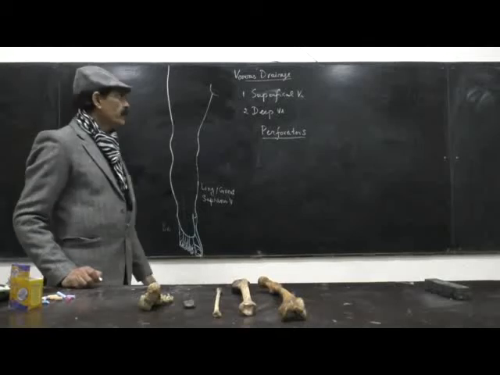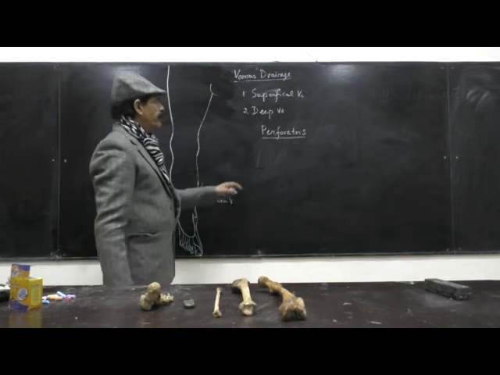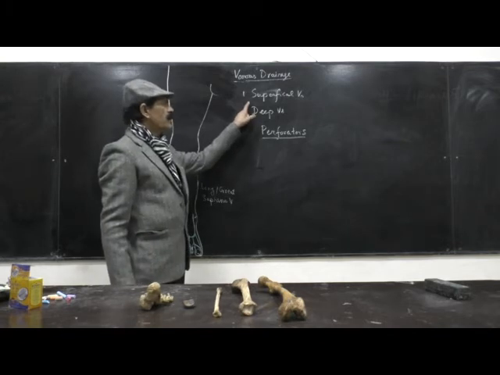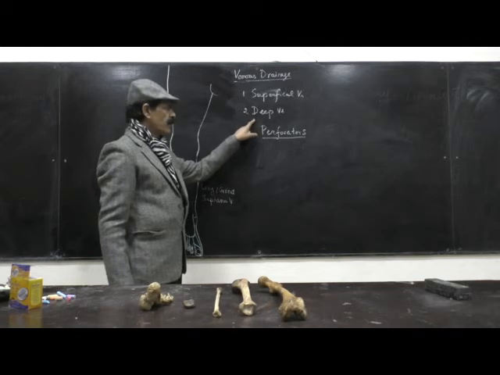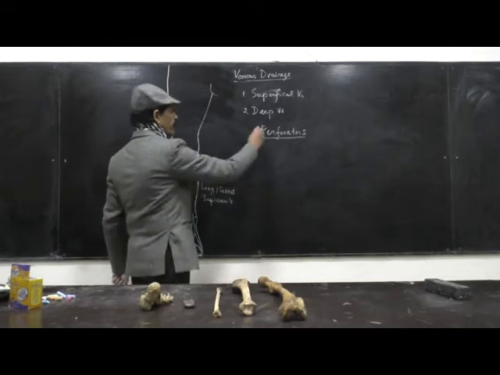Today we will do the venous drainage of the lower limb. The lower limb has two types of venous system: the superficial venous system and the deep venous system. Both the superficial veins and the deep veins are intercommunicated with the help of the perforators present there.